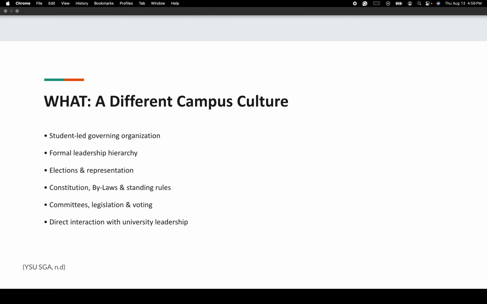SGA differs from many other student groups because it operates as a formal governing organization. According to YSU's SGA Constitution, it uses elections, committees, legislation, and voting procedures. Its members aren't simply gathering around a shared interest. They represent other students and make decisions that can affect the larger campus community.